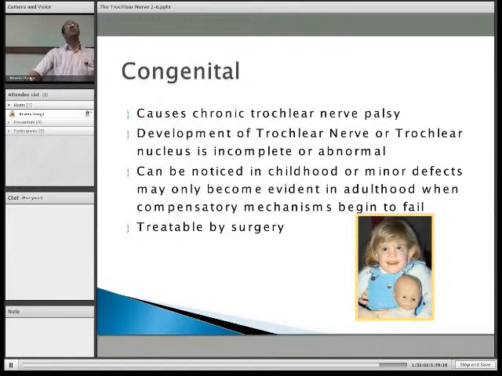Congenital causes are normally a cause of chronic trochlear nerve palsy. These are normally when there's a problem with the development of either the nerve or the trochlear nucleus in the brain. It can be noticed in childhood, or if it's quite minor, it can only present in adulthood when the compensatory mechanisms start to fail. And this is normally treatable by surgery.